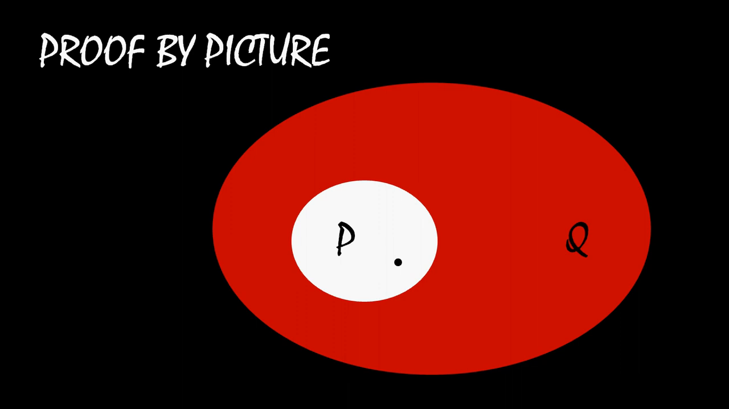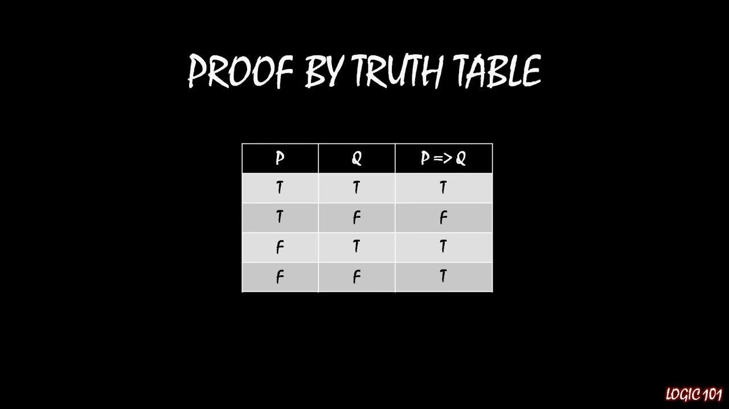So that's the proof by picture version of modus ponens, but we can also verify modus ponens and see how it works using truth tables. So here we have P, Q, and P implies Q. P was a premise, P implies Q was a premise, and Q was our conclusion. I'm going to highlight where P and P implies Q are true, because remember, those are our premises, and we know that they are true ahead of time, because they're given to us as being true by virtue of the fact that they're premises.